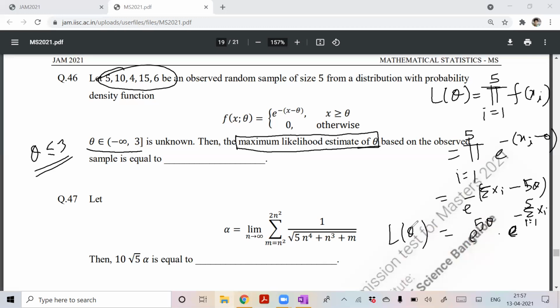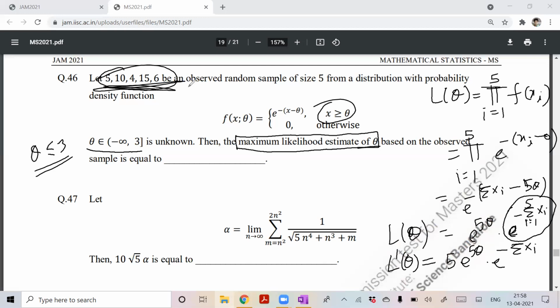Okay. So now this is a function of theta, and we have to maximize this function. And we have restrictions also: X is more than or equal to theta. If you find L dash theta, you differentiate it with respect to theta. So 5 e raised to power 5 theta, and this will be like a constant with respect to theta, so this is as it is. This is a minus summation xi. In place of summation xi, you can add all things because these are the observed values.